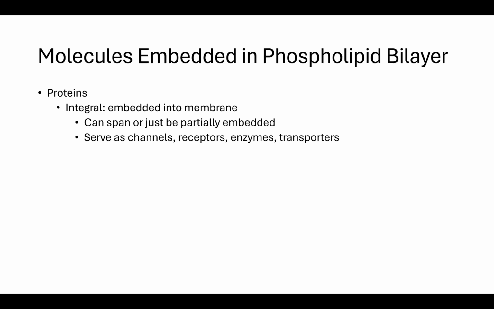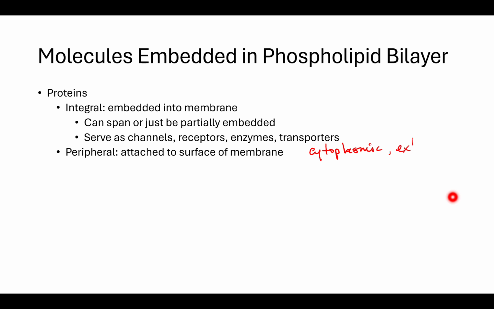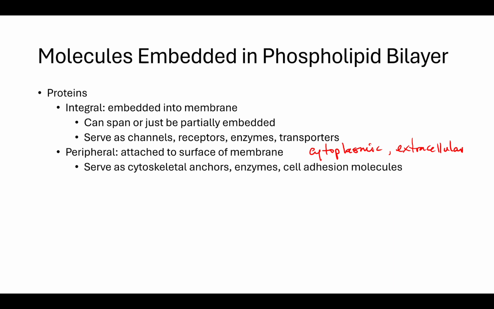Some of them serve as channels, some of them serve as receptors, some of them are enzymes, some of them are transporters, and don't worry, we will talk about each of these types of molecules by the time we get done with the year. Then there are peripheral proteins that are attached just to one surface or the other of the membrane. They can be attached to the cytoplasmic side, or they can be attached on the extracellular side, which is outside of the cell. Because remember, there are two surfaces of a cell membrane.